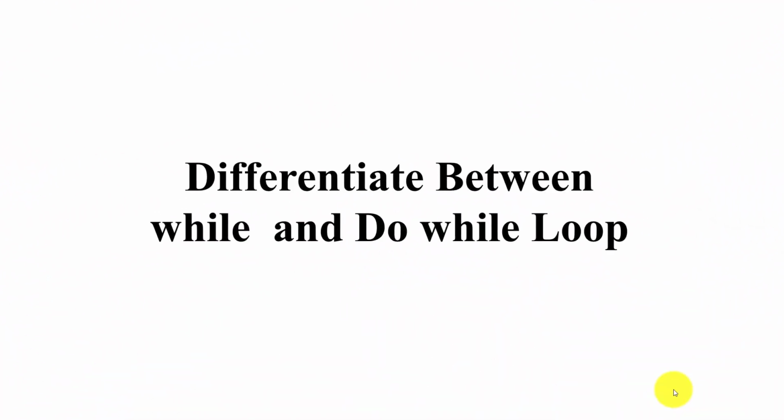Hello friends, in the series of C programming we are discussing control structures of C programming. In the previous video we discussed what is a while loop and what is a do while loop. In this video we are going to discuss the main difference between while and do while loop with an example. So let's start.